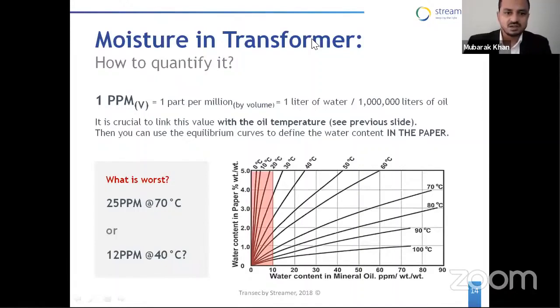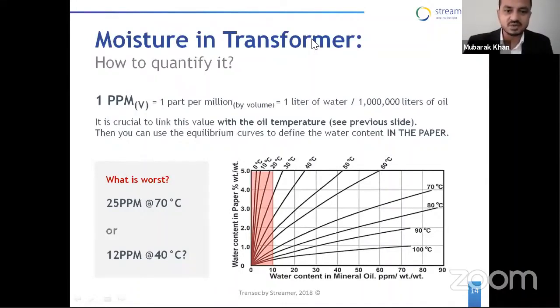Yes, sir. 25 ppm at 70 degrees Celsius, 12 ppm at 40, equally bad. 12 ppm at 40 degrees Celsius. Okay, so we have mixed responses. From Riyaz sir, it is 25 ppm at 70 degrees. From Mr. Ram Sheikh and Mr. Abhinav, it is 12 ppm at 40 degrees Celsius. Mr. Sudhir is saying that it is equally bad.